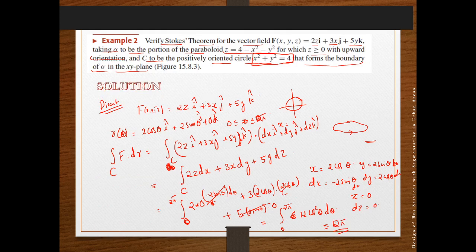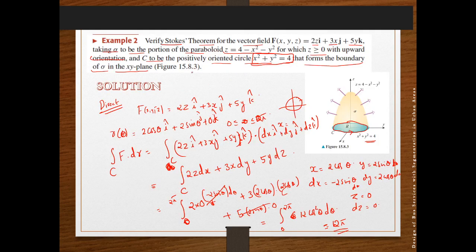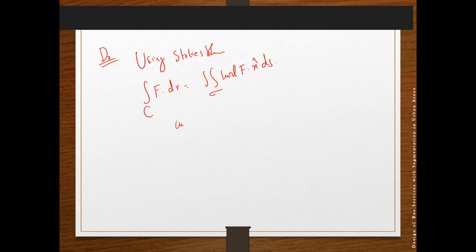Now you do the same problem by using Stokes theorem. I will give you a hint. Stokes theorem is the integral over C of F dot dr, which is equal to the double integral over sigma of curl F dot n dS. So first you find curl F. F is given, so you can find curl F.